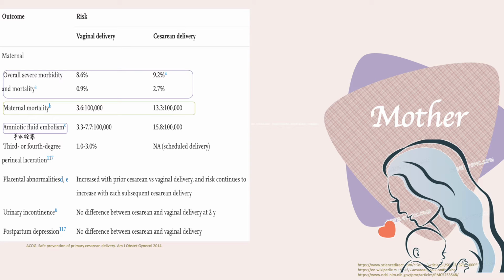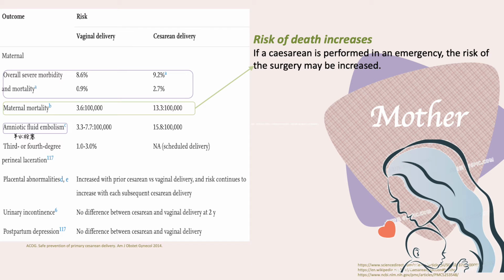I have read a research paper comparing the risk of vaginal delivery and cesarean delivery. Here's the picture. As you can see, the risk of different outcomes is higher in cesarean delivery than in vaginal delivery, such as severe morbidity and mortality, maternal mortality, and amniotic fluid embolism. This picture suggests that the risk of death increases in C-section. In the special circumstance that a cesarean is performed in an emergency, the risk of surgery may be increased.